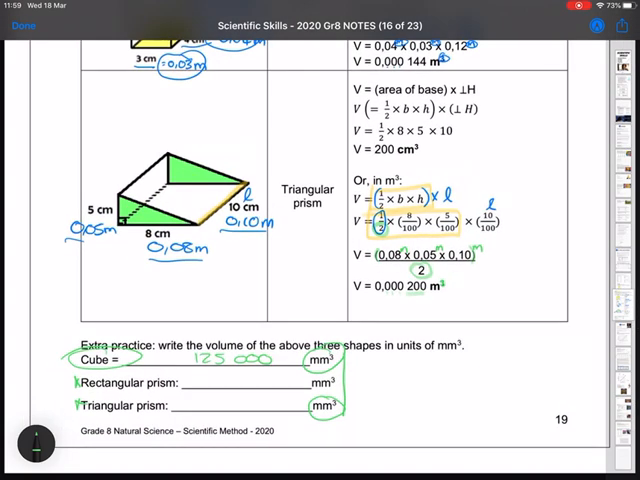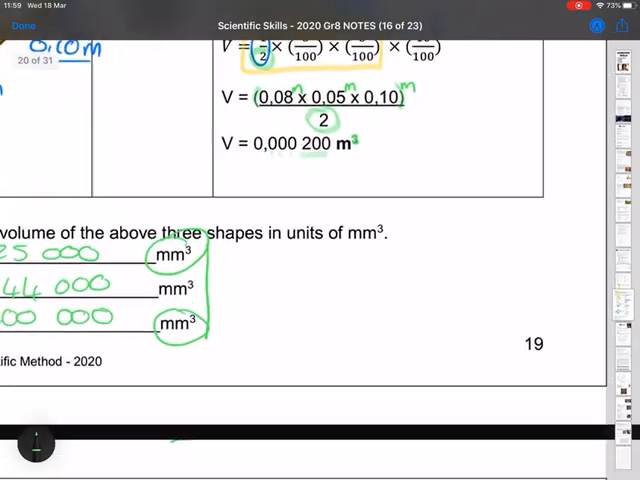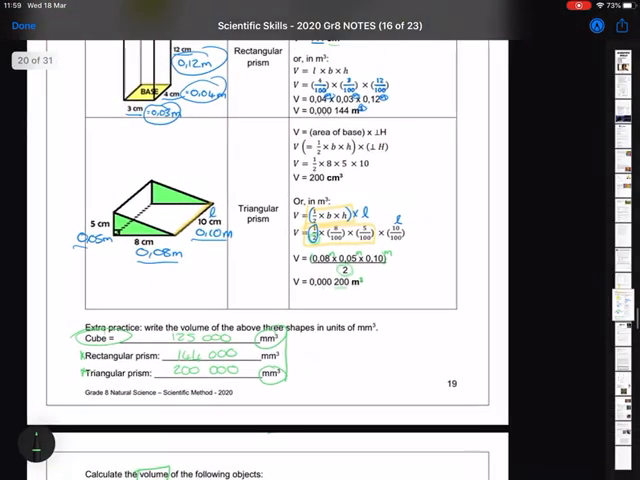I asked you to do the rectangular prism and the triangle. If you got an answer of 144,000 for the rectangular prism, well done, give yourself a noddy badge, you're awesome. And for the triangular prism, you should have got an answer of 200,000 cubic millimeters. If you didn't, I'm going to show you how to get that now.